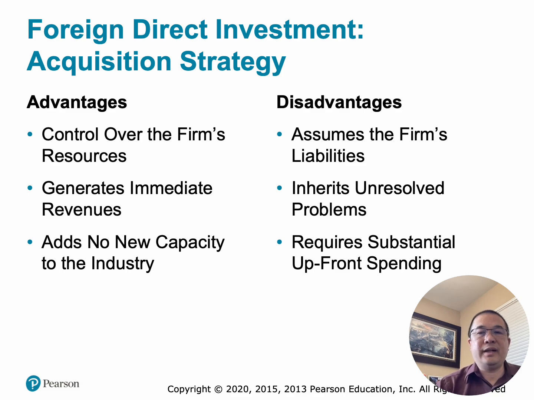The advantages of acquisition strategy. Number 1, control over the firm's resources. So when you acquire a company, you gain access to its existing resources. The resources include employees, facilities, technology, customer relationships, distribution networks, and supplier relationships. And as an example, a foreign company acquiring a local manufacturer instantly gains factories, workers, and customers. So the advantage is immediate control over valuable assets.